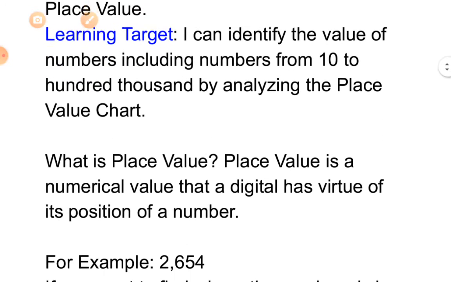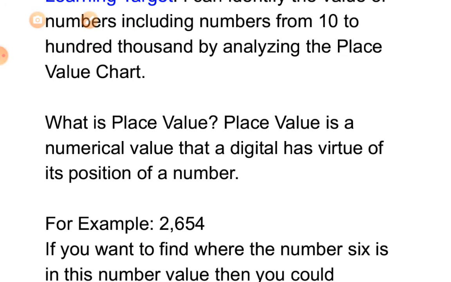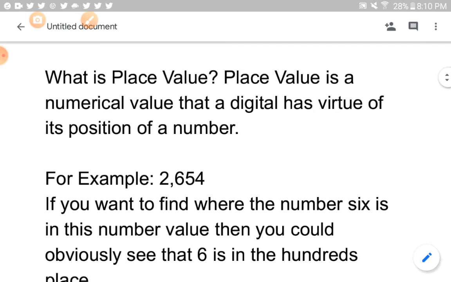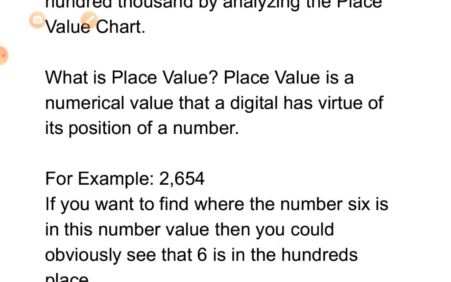Before I show you a picture of the place value chart, you need to understand what place value is. Place value is the numerical value that a digit has by virtue of its position in a number. For example, if you want to find the position of 6 in the number 2654, its position is in the hundreds place. 6 represents the number of hundreds in the number. So if you have 2654, the hundreds amount of that number would be 6.